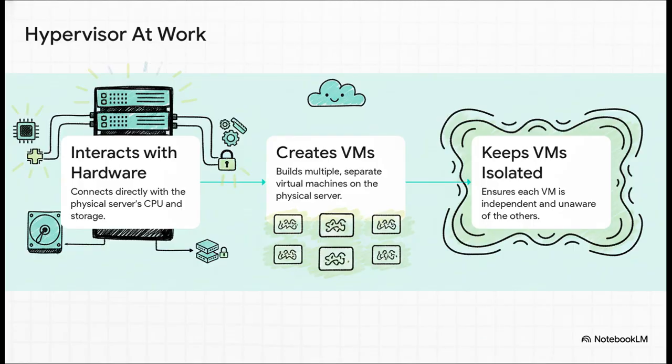First, the hypervisor talks directly to the server's guts, the CPU, the memory, the storage. Then it carves out multiple separate virtual machines on that single piece of hardware. And here is the most important part. It keeps each one of those VMs completely isolated. They are totally unaware that the others even exist. That's how you get this incredible efficiency and security, all from one machine.